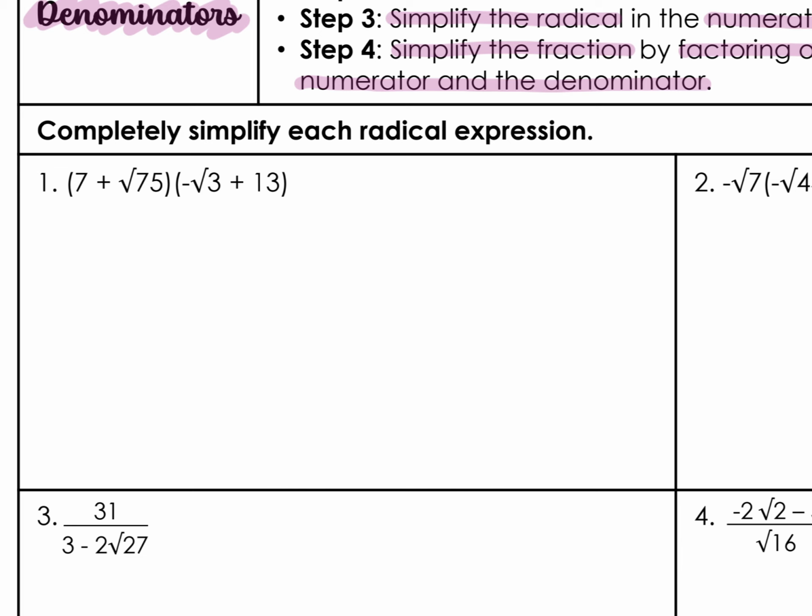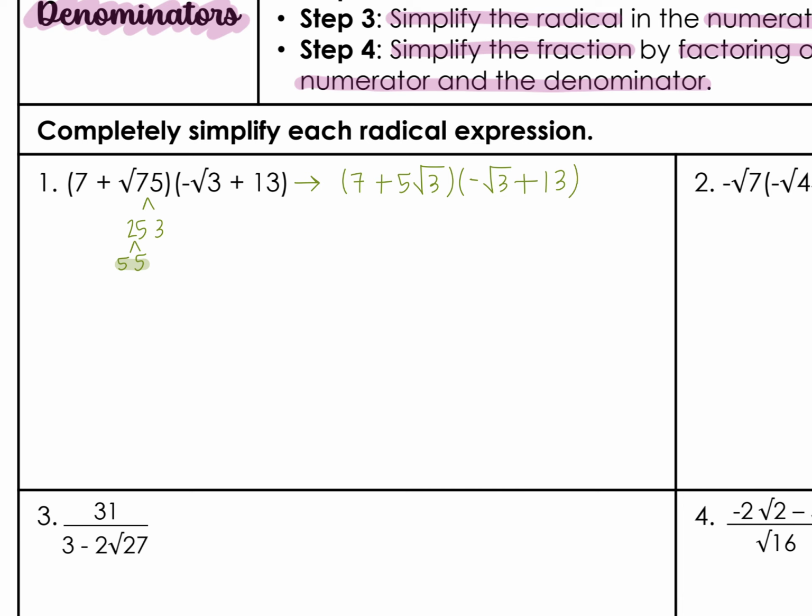Some factors of 75 are 25 and 3. And that 25 can be factored into 5 times 5, which will give you your pairs. So I'm going to pull that out, and I'll be left over with that 3. So I'm going to rewrite this real quick as 7 plus 5 root 3 times negative root 3 plus 13.